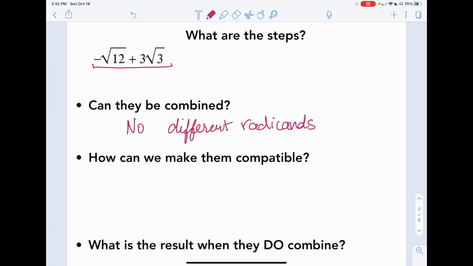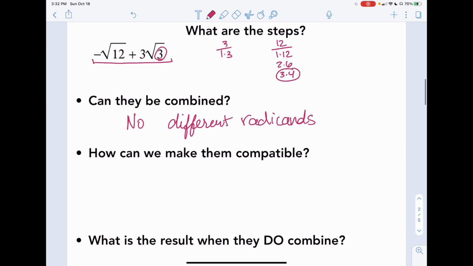So how can we make them compatible? Well, the only factor pair of 3 is 1 times 3, so that's kind of out. But for 12, we could use 1 times 12, 2 times 6, 3 times 4. 4 is a perfect square. We see that again, so number 4. And 3 would give us the 3 that we need. So we could rewrite negative radical 12 plus 3 radical 3 as negative radical 4 times 3 plus 3 radical 3.